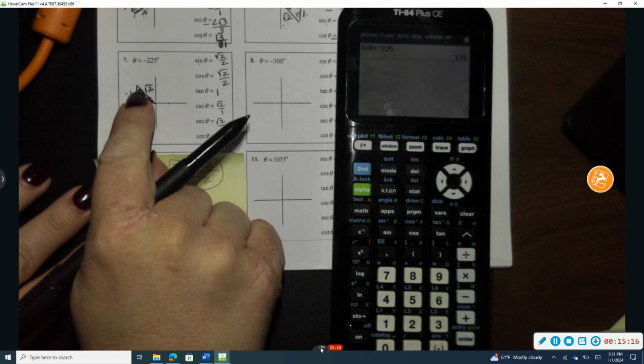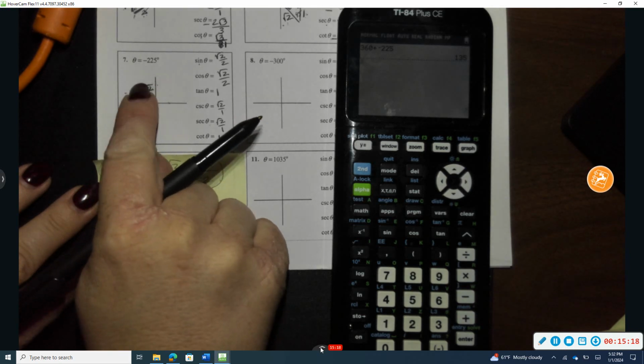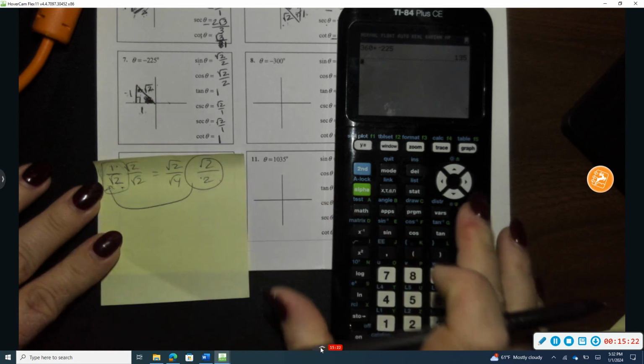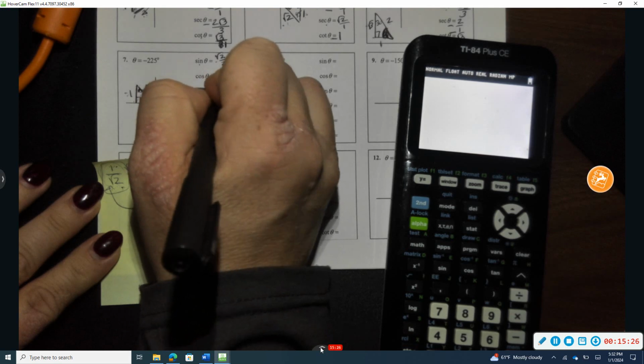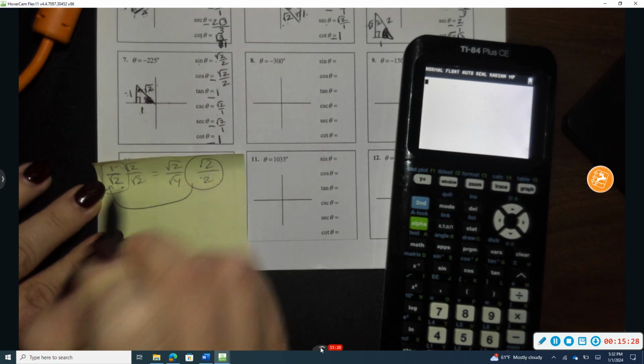Now this lands in quadrant number 2, all star. S stands for sine. Only sine and the reciprocal is positive. So positive and positive. Everything else gets 1 negative sign.